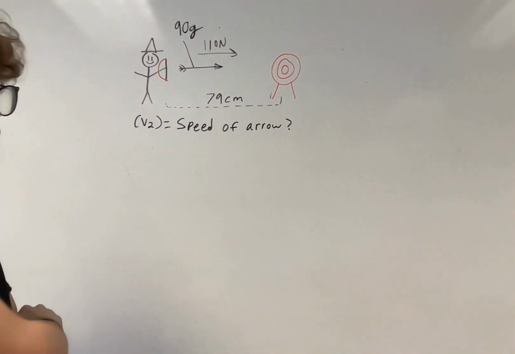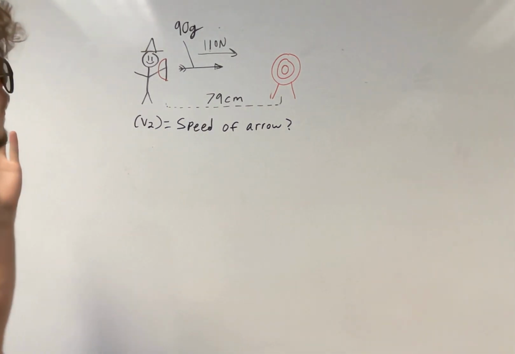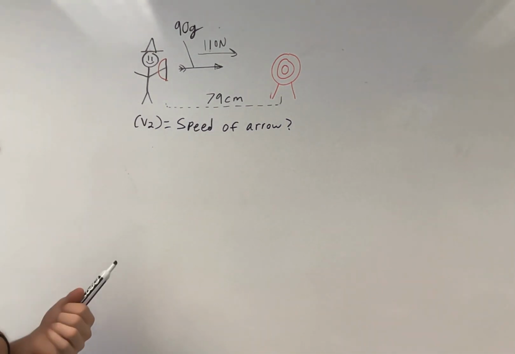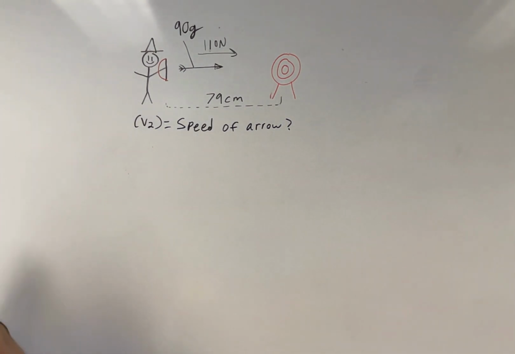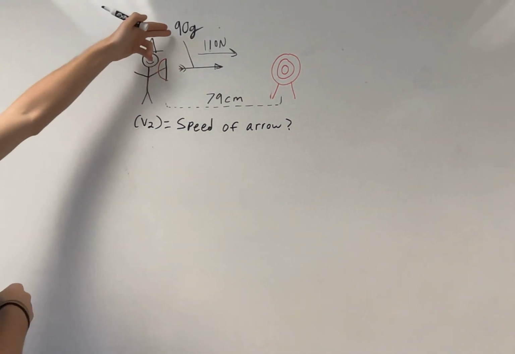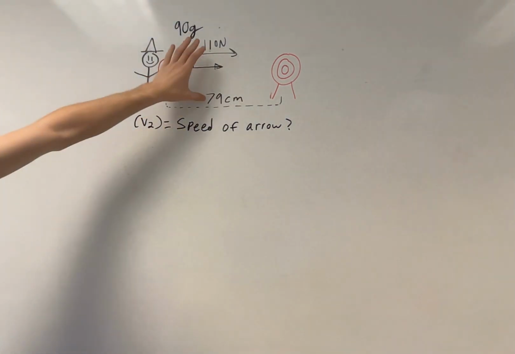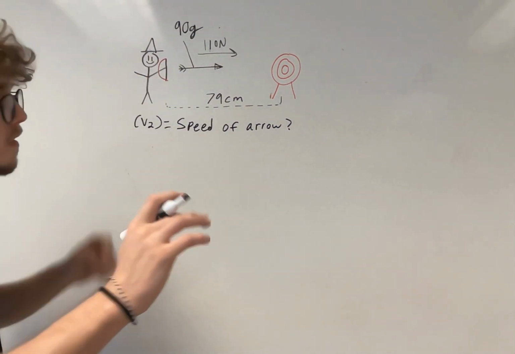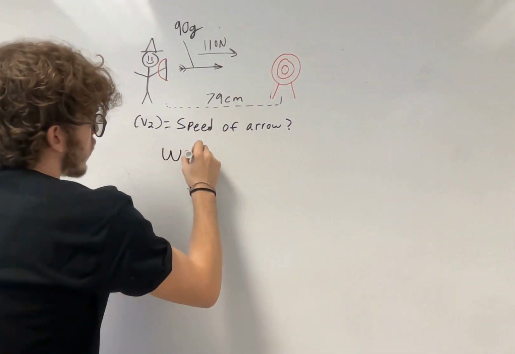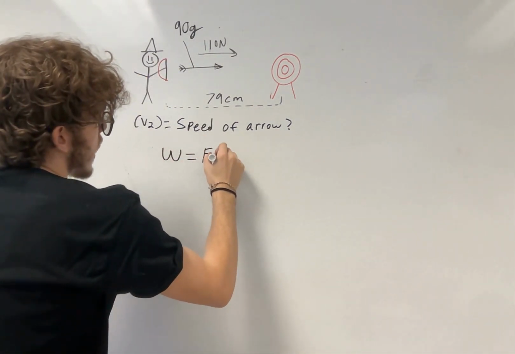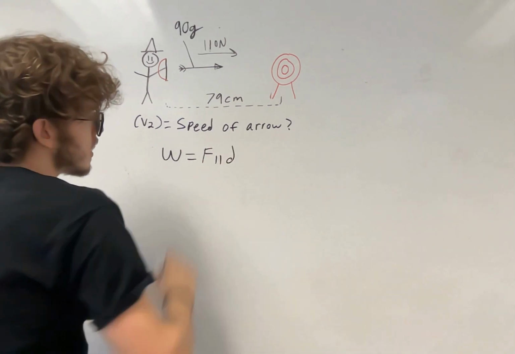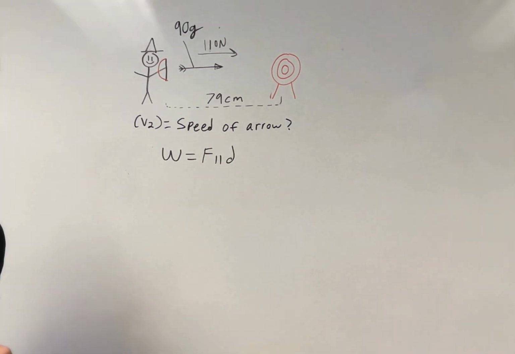So to solve this, we need to understand what kind of equations we're working with. I see a mass, I see a force, I see a distance. Okay, force times distance is what? That's work. We know that work is equal to a parallel force times the distance which you travel.